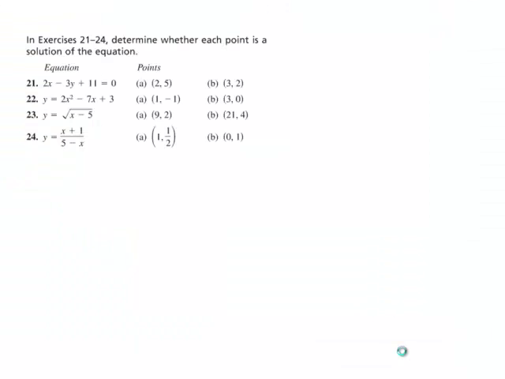Okay. Determine whether each point is a solution of the equation. You know, it has a graph, and we're just worried about whether this is a point that's on the graph. We're going to plug in the x, plug in the y, and see if we get a true statement. That's all. So, all right, let's take 22.